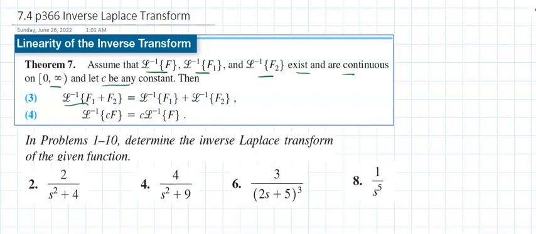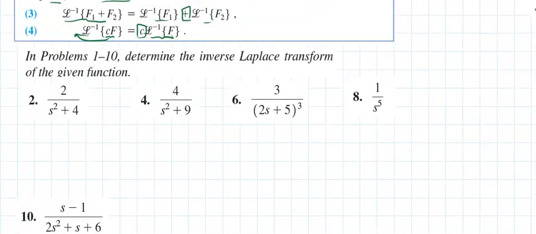If you take the inverse Laplace of the sum of two functions, that will be the sum of the inverse Laplace of the functions. If you take the inverse Laplace of a constant times a function, you ignore the constant, take the inverse Laplace of the function, multiply it by the constant. So determine the inverse Laplace transform of the function.